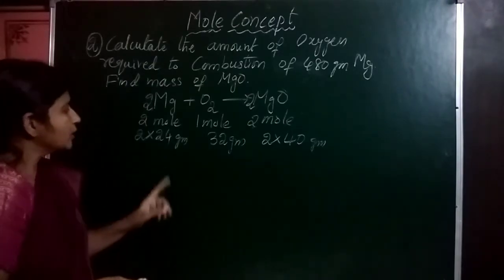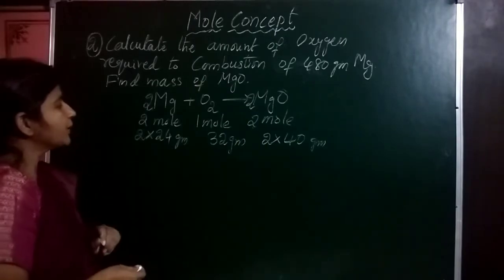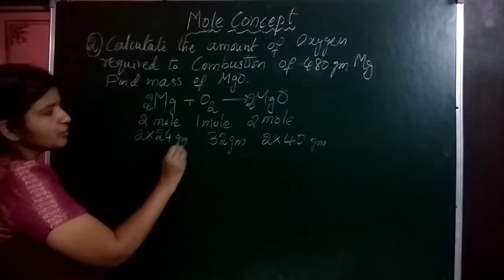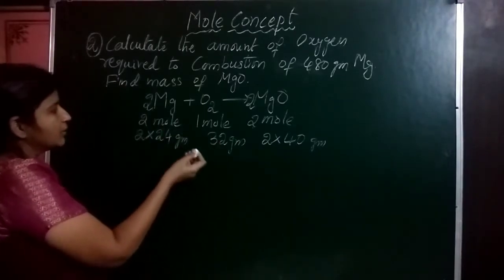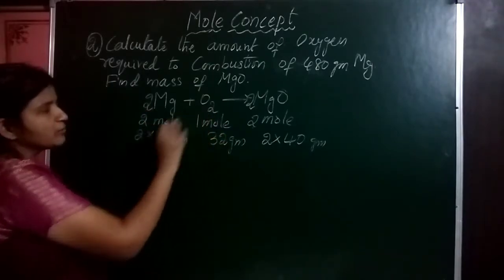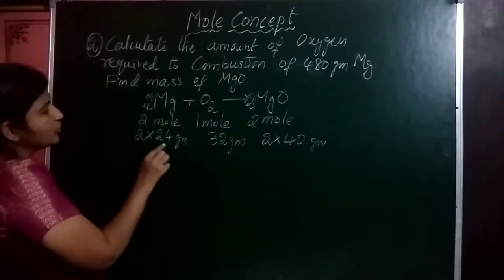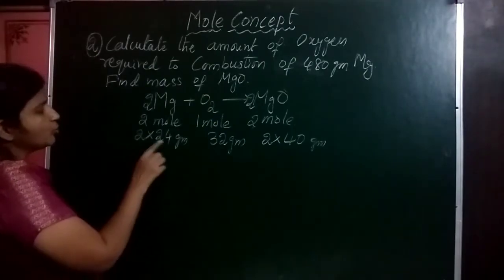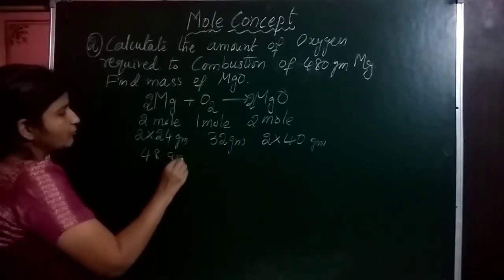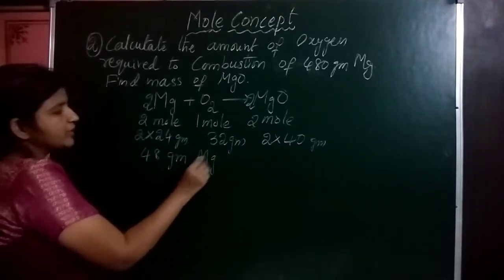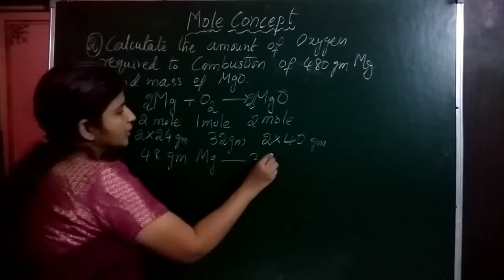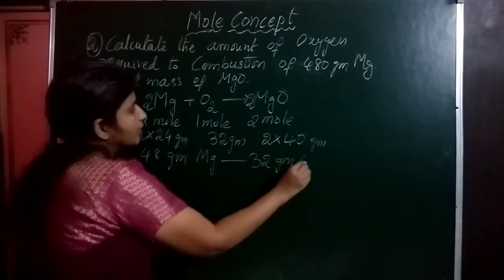They are asking, beta. Look at magnesium and oxygen, compare this. This much magnesium is consumed by 32 grams of oxygen. So 2 into 24 grams means how much? 2 4s are 8, 2 2s are 4, so 48 grams. 48 grams of magnesium is combusted by how many grams of oxygen? 32 grams of oxygen. Understood?